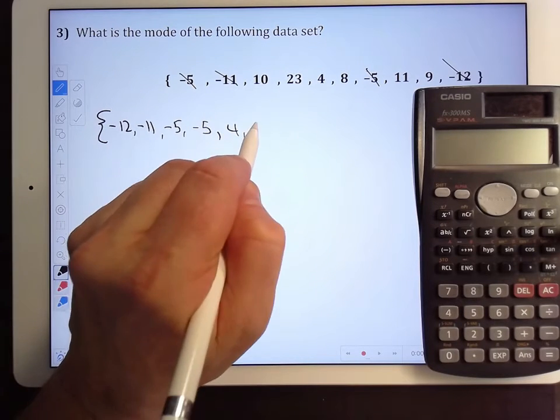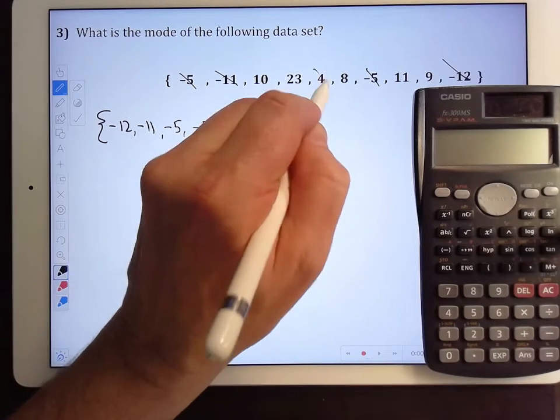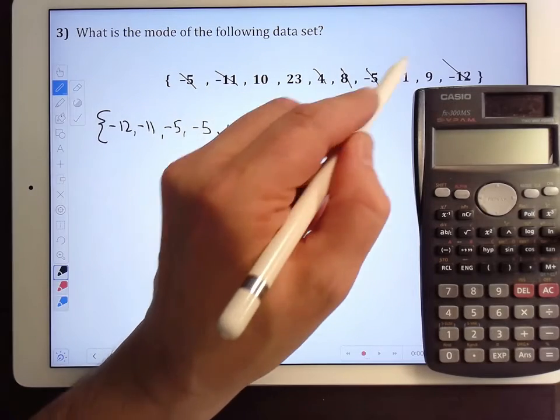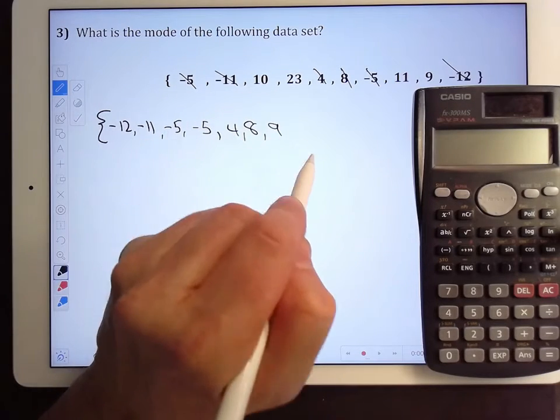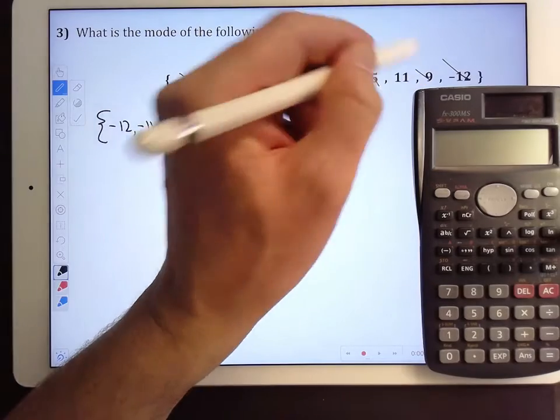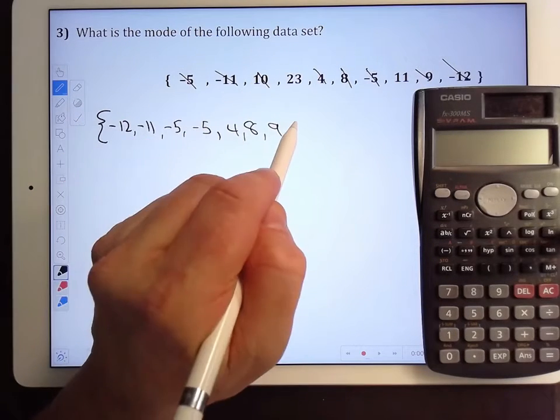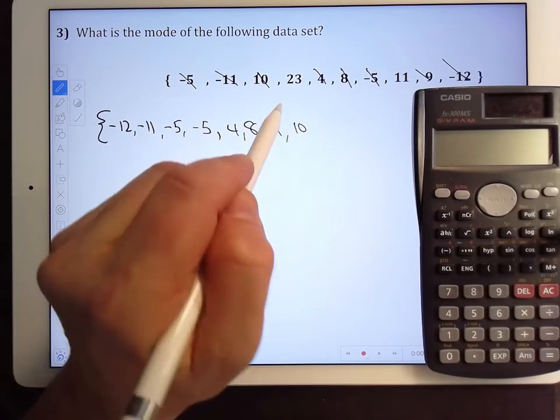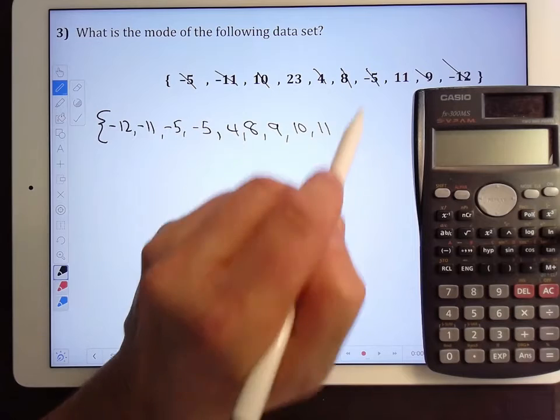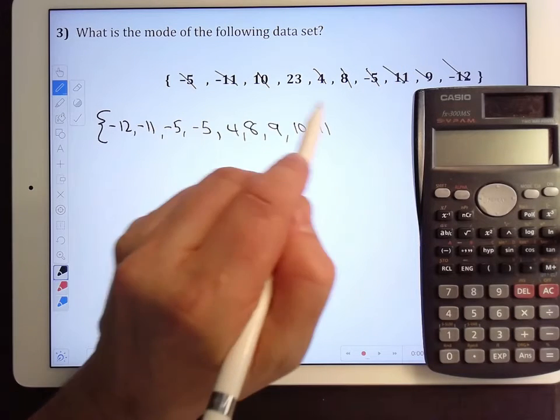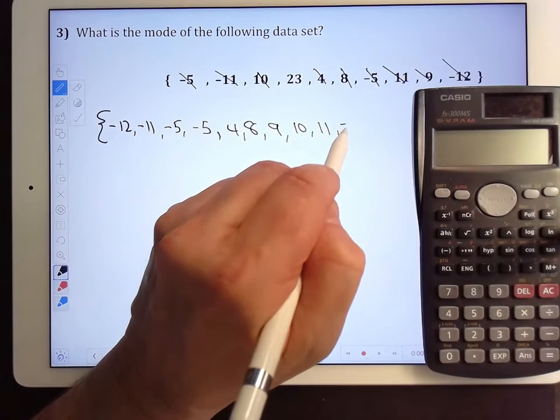And if you're following along with me here, I think you'll get a sense of what I'm looking for as I try to get them all into order. There's my 10. I got the number 11. And that leaves me with the 23.